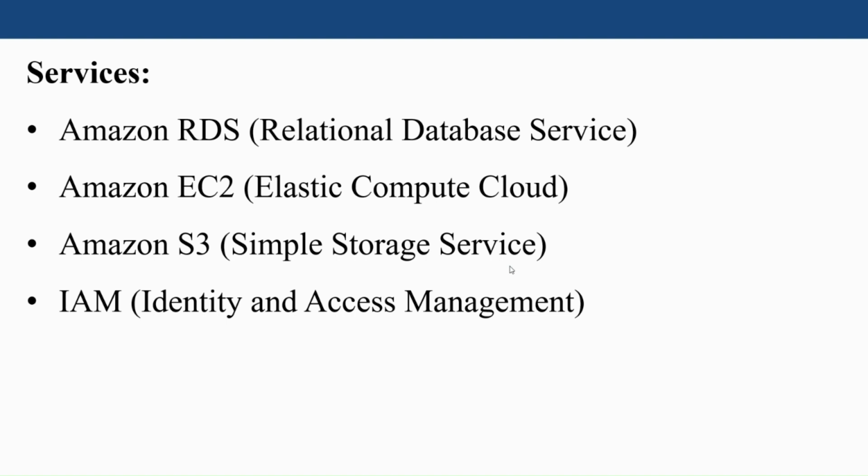RDS is Relational Database Service, which is used to create a DB instance. Specifically, we are going to use a MySQL instance in our project. EC2, Elastic Compute Cloud, will act as a virtual server or virtual machine. S3, Simple Storage Service, offers an object storage service that stores data as objects within a bucket. And IAM, Identity and Access Management, manages the permissions and controls the access to the AWS resources.